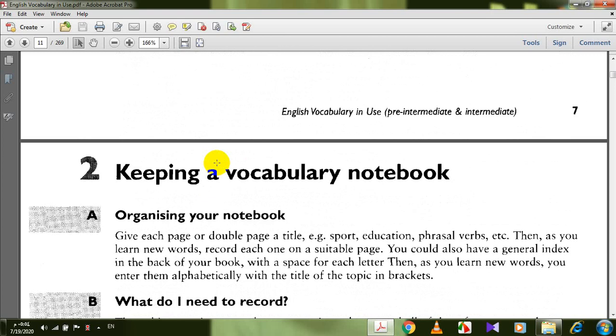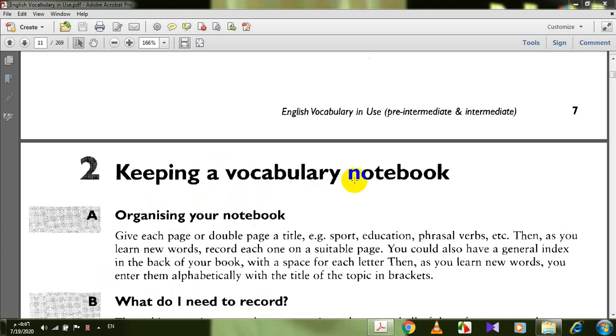Okay, so let's go to unit 2, which says keeping a vocabulary notebook. Keeping a vocabulary notebook. This is important. Keeping a vocabulary notebook. Organizing your notebook. A notebook is very important.